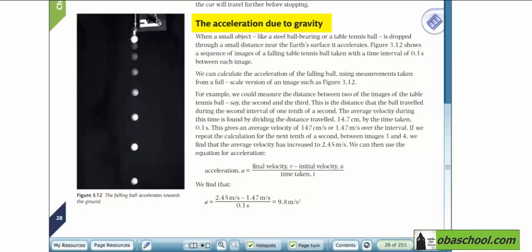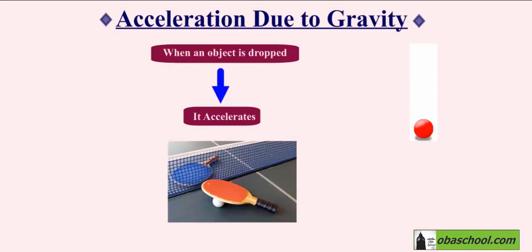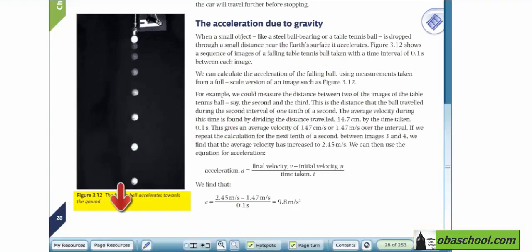Acceleration due to gravity. To understand this more, we'll explain an experiment done on a table tennis ball in page 28. When an object is dropped, it accelerates. Now, to understand this more and how it happens, we're going to see this experiment, the experiment in figure 3.12.